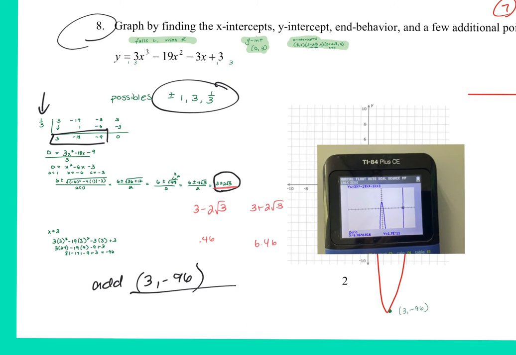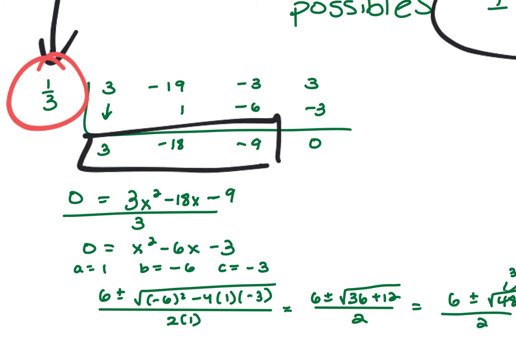So after I found the 1/3 from the graph, the 1/3 went to the outside of my synthetic division, brought down the 3, multiplied it all the way out, the remainder should be 0. If it's not, you did something wrong. And then I took what's left, this gets the x squared. You will always be able to do quadratic because you went from a third to down to a quadratic. It's not going to be factorable because then they would already be on your possibles.